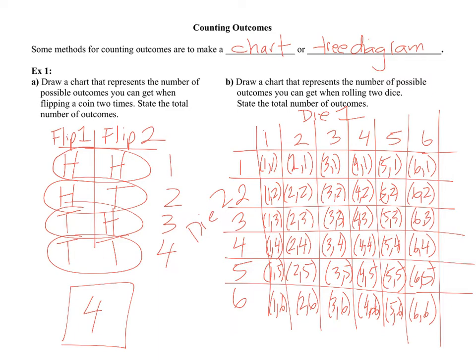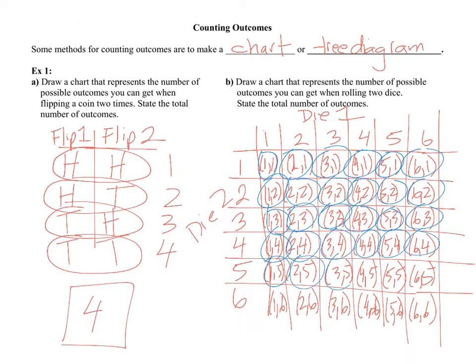Well, how many outcomes do we have here? 1. That's one outcome. 2, 3, 4, 5, 6, 7, 8, 9, 10, 11, 12, 13, 14, 15, 16, 17, 18, 19, 20, 21, 22, 23, 24, 25, 26, 27, 28, 29, 30, 31, 32, 33, 34, 35, 36. There are 36 possible outcomes.